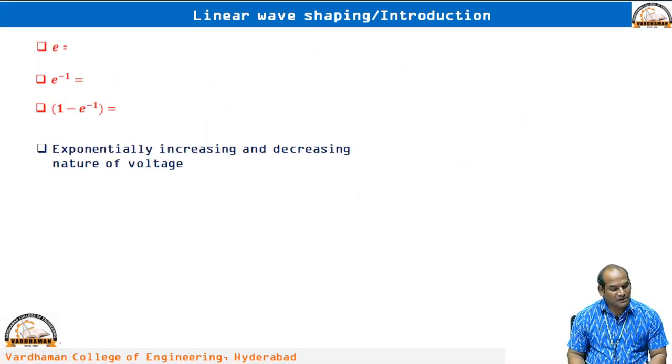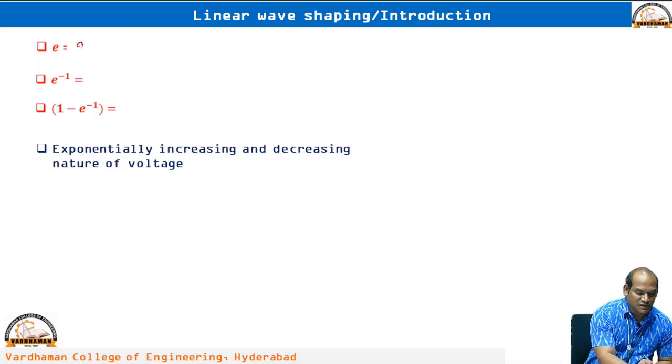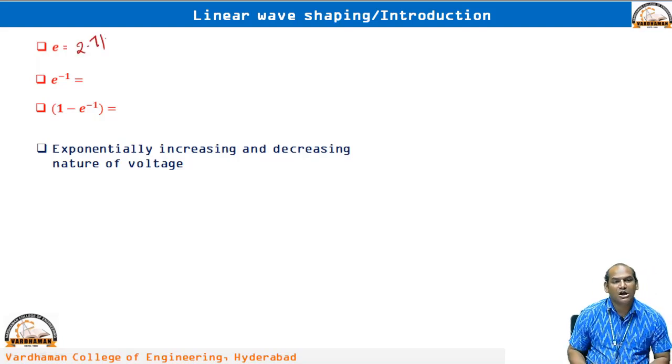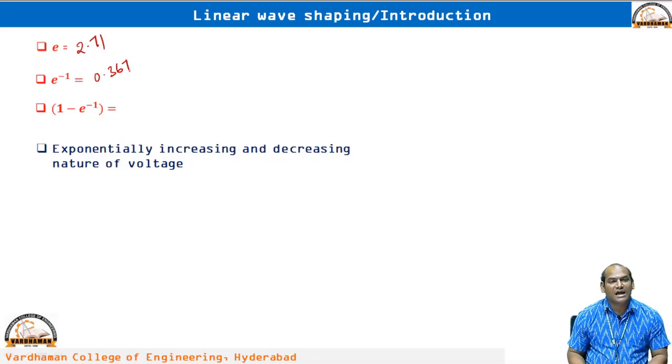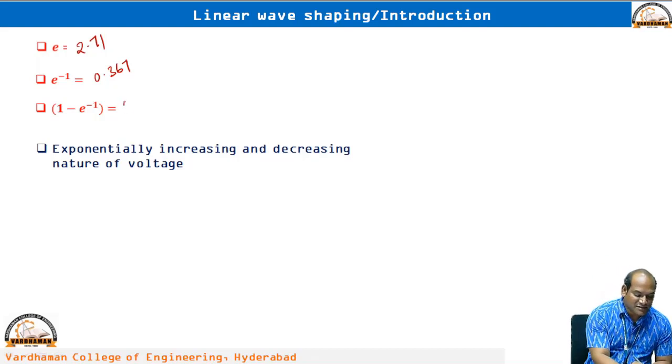And in order to have some interest on the subject, I am giving what is required in our subject, what is to be remembered, in numbers. What is the e value? We know about that one, that is 2.71. You are required to know about e power minus 1. Not only in our subject, in some other subjects also it is required. If you calculate this one, you will get 0.367. And it is required to know about 1 minus e power minus 1 also. If you calculate this one, you will get 0.632.